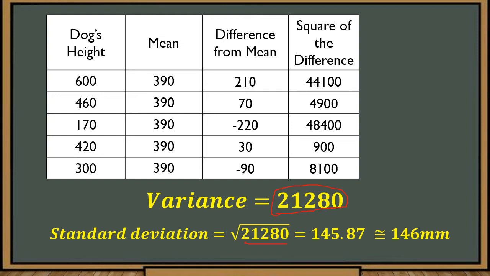If you have calculators in your respective homes, or you can use your cell phone, just do it. So get the square root of the variance. We get 145.87 millimeters, or approximately 146 millimeters. So this is our standard deviation. So that is our variance and standard deviation. Later, in the next lesson, we will discuss what variance is and what standard deviation is.